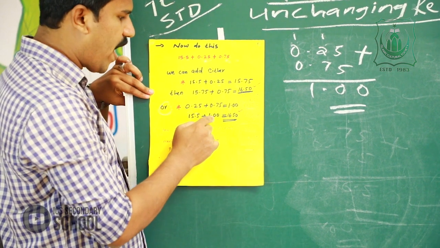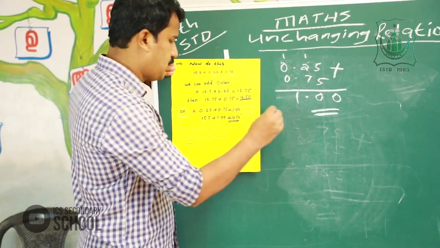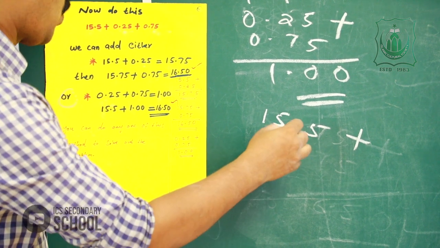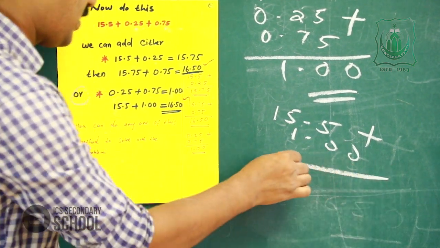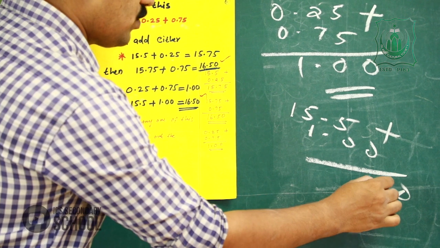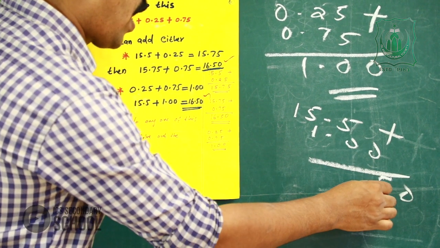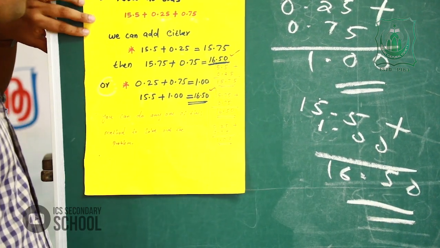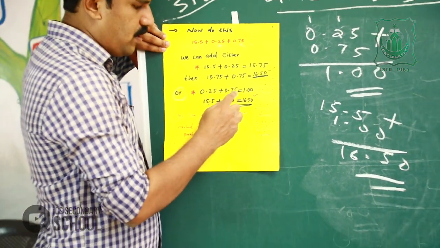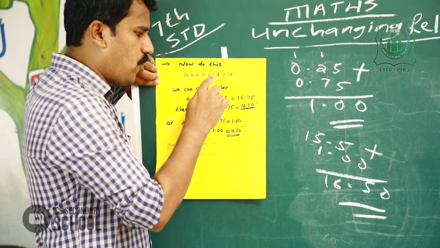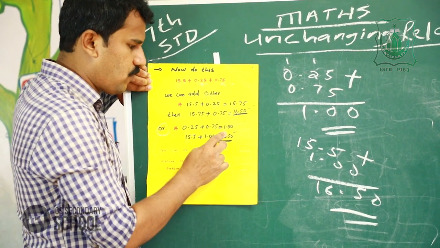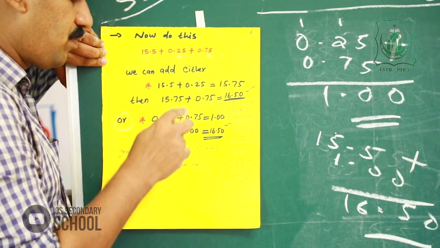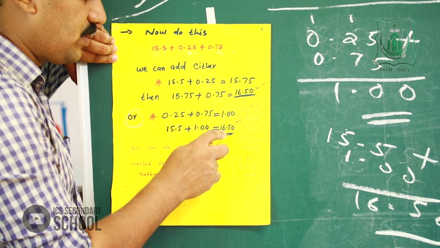This 1 is added to the first number, that is 15.5. 15.5 plus 1: 0. 5 plus 0, 5. 5 plus 1, 6. Answer 16.50. So in the first step we added 0.25 to 0.75 and got the answer 1, then this was added to the first number, 15.5, and the answer is 16.50.